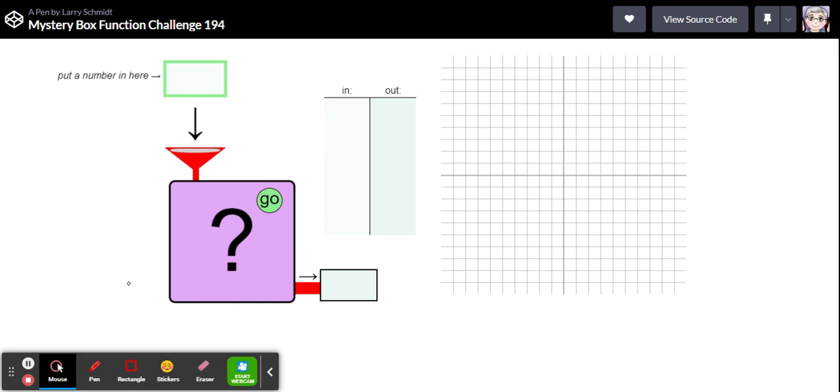In the purple box there is some mystery math and your challenge is to figure out what it is. You can use the link in the description to try this out. When you think you've got an idea, come on back and see if we get the same thing.